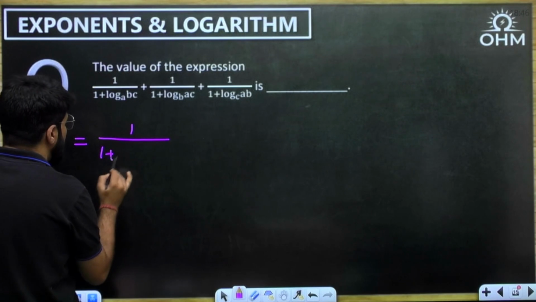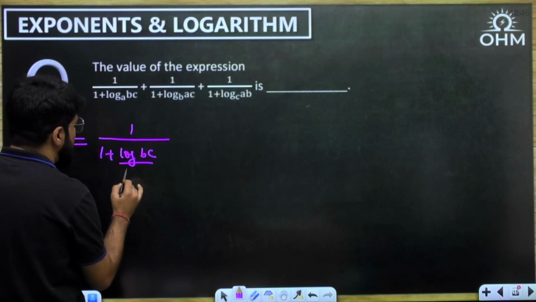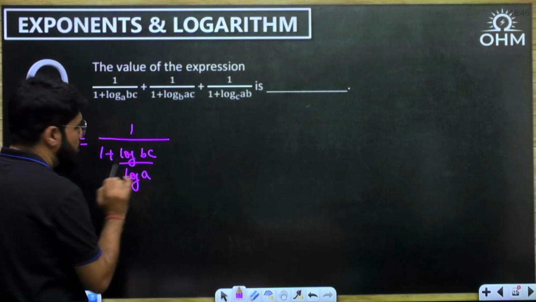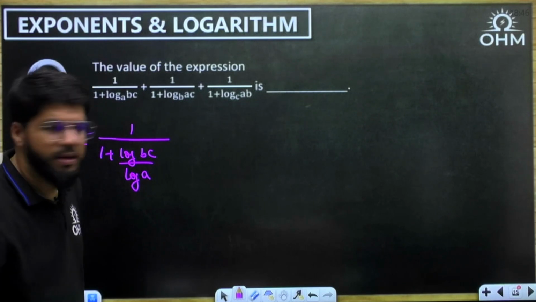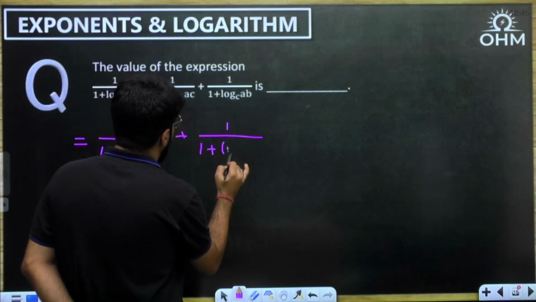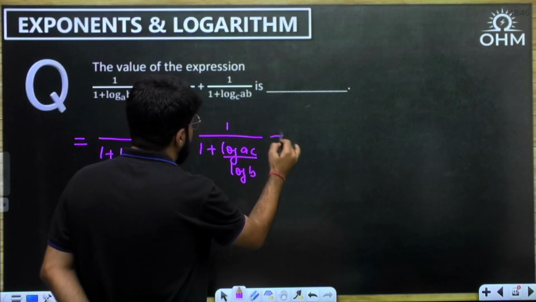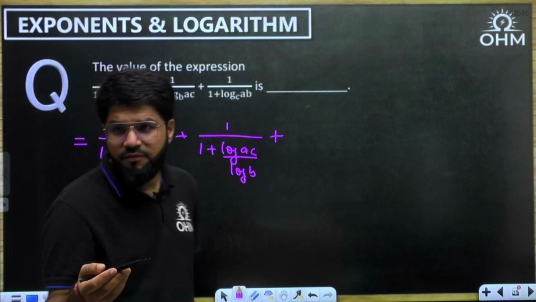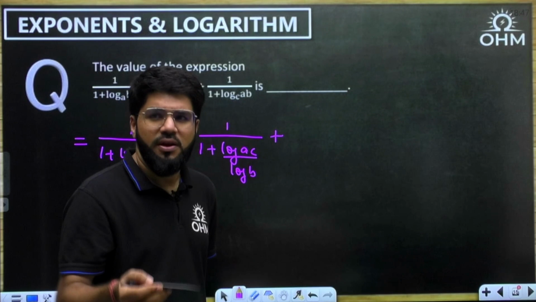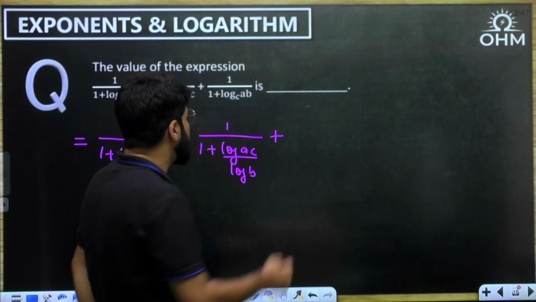So what will I do? I will use the property log B to the base A is log B upon log A. I will split this: log BC to the base A, I am writing log BC upon log A. Everything converted to the common log. What is the next term? 1 upon 1 plus log AC divided by log B. And as I told you guys, if you are getting the feeling, yes, you can solve it. You should. Important questions. So you can pause my video. Let me go in my flow and you can match the options, then you can continue with the video.